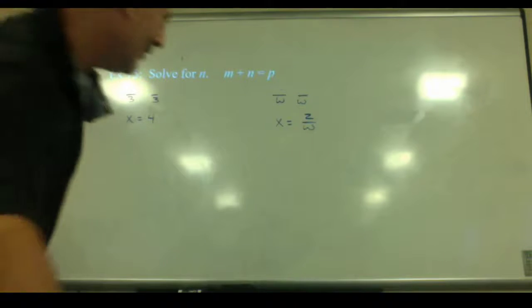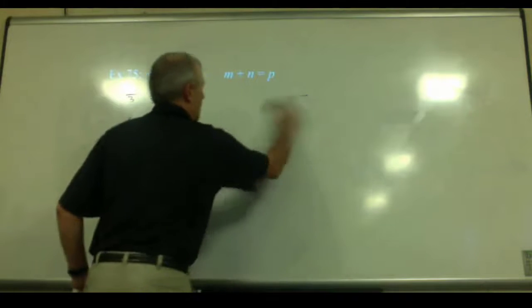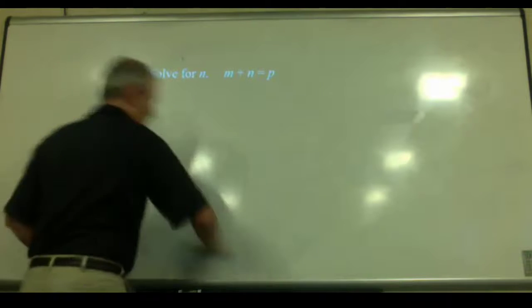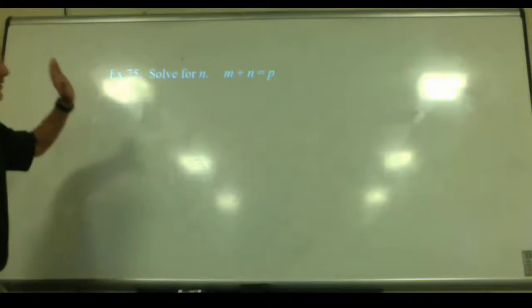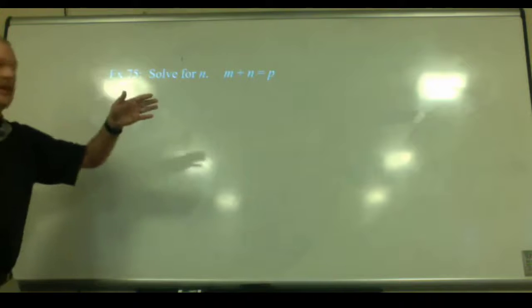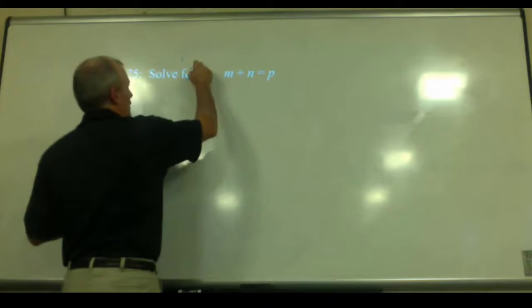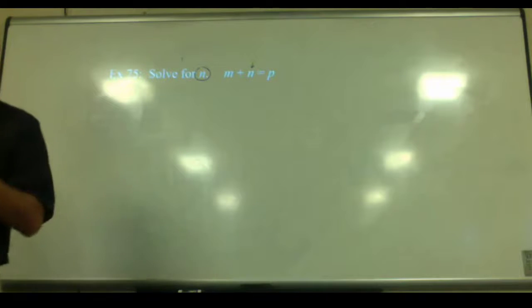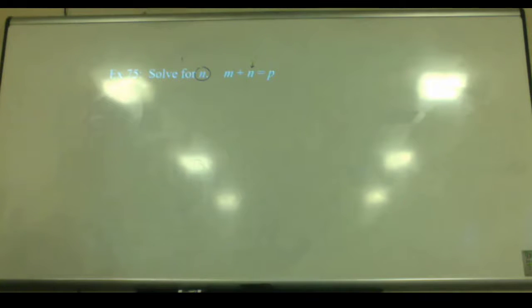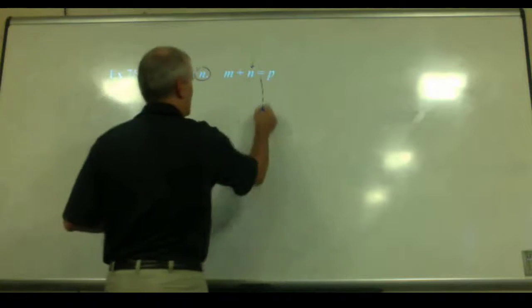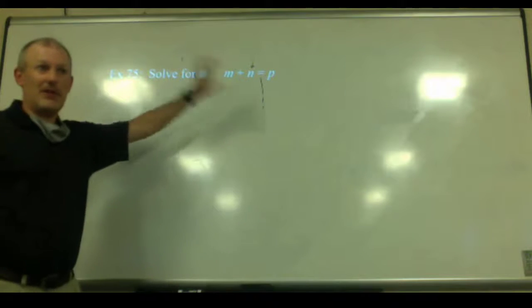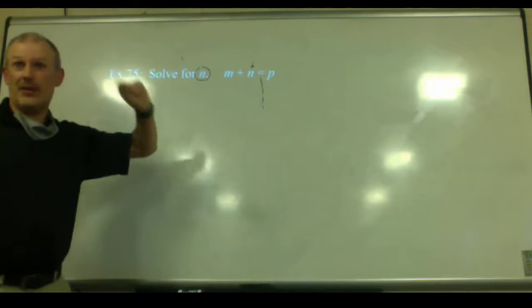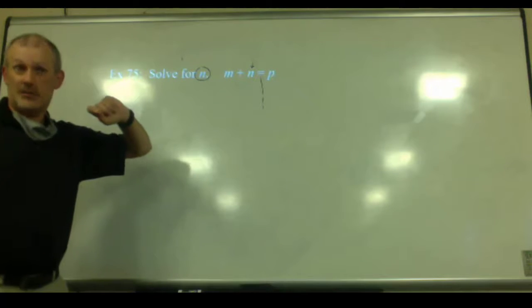Okay. So let's take a look at this one. So we have m plus n equals p. And we are trying to solve for the n. This is the one we want to get by itself. So first question again, what are we going to get rid of? The m, right? Because remember, here's our boundary. So the m is on the same side. We have to get rid of it. How do we get rid of it? Subtract m.